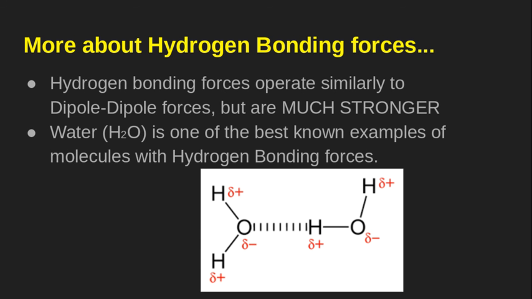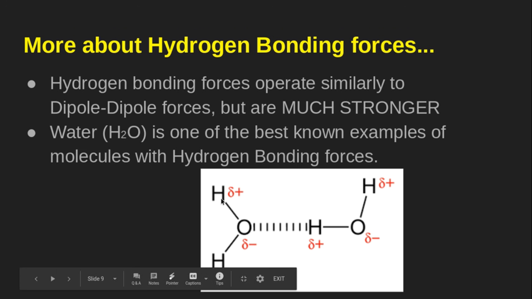Some more about hydrogen bonding is that, as we mentioned earlier, they operate similar to dipole-dipole forces with a positive and negative side, but they are much stronger. Also, if you're trying to think of a good example of hydrogen bonding, water, one of the most common substances, actually has hydrogen bonding because the hydrogen is bonded with the oxygen. The hydrogen atom is bonded with the oxygen in a water molecule, where the oxygen pulls the electrons away from the hydrogen and creates a negative oxygen and positive hydrogen.